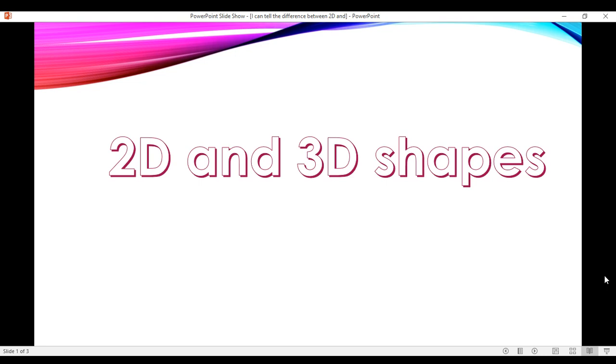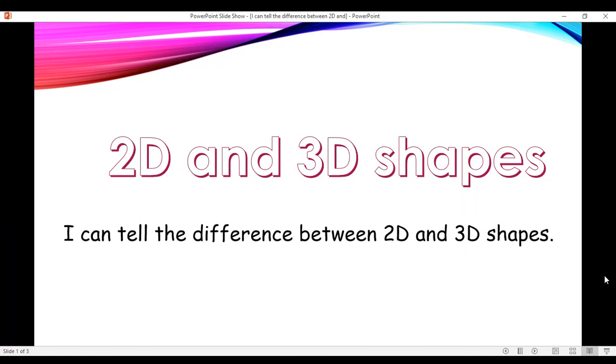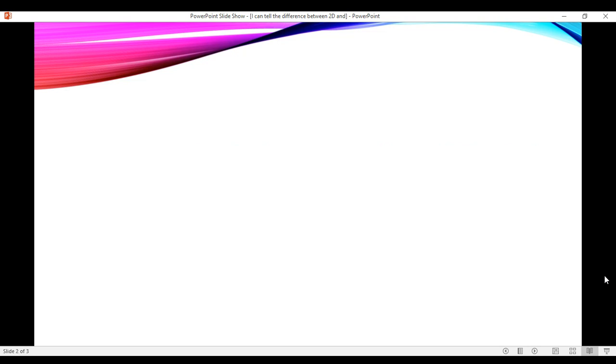Welcome back. Today we're going to look at 2D and 3D shapes. So the main focus is I can tell the difference between 2D and 3D shapes. So let's have a look.